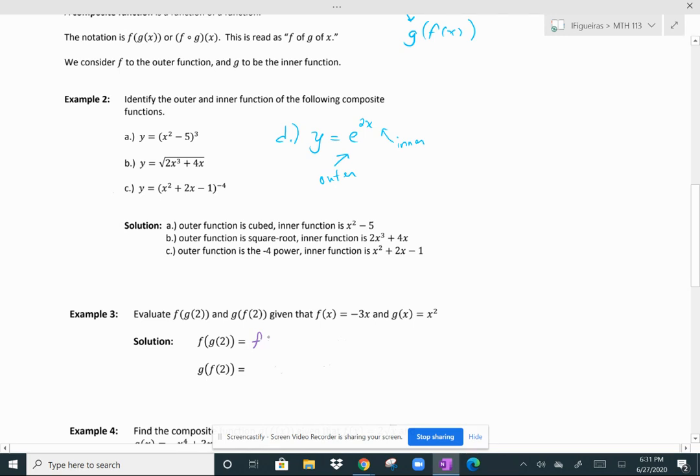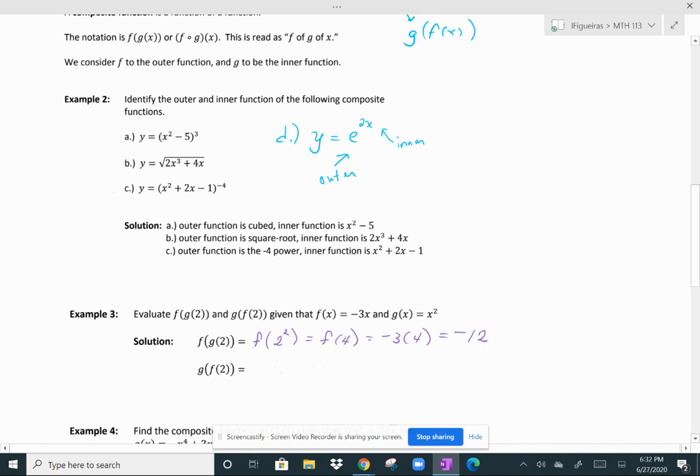So f of g of 2 would mean that I would substitute 2 in here. So that would be 2 squared. And that then would be f of 4. But then that means you plug in 4 in here and what f of x is defined to be. So then that would be negative 3 times 4. And that would give me an answer of negative 12.